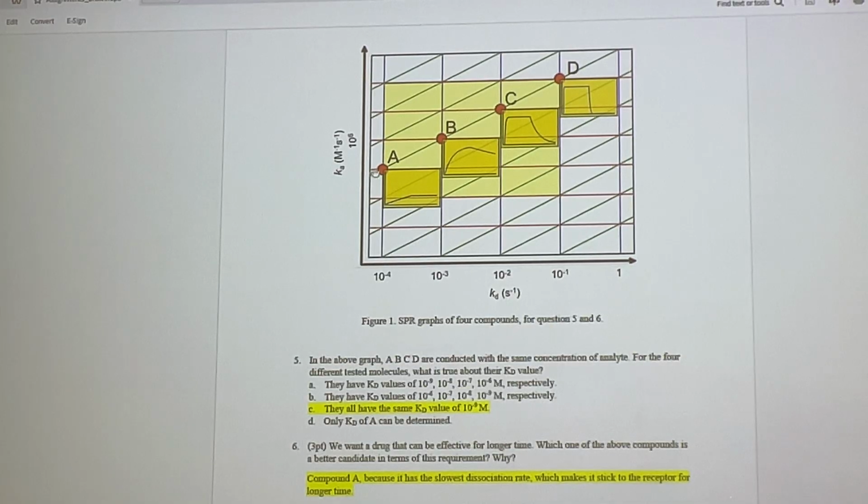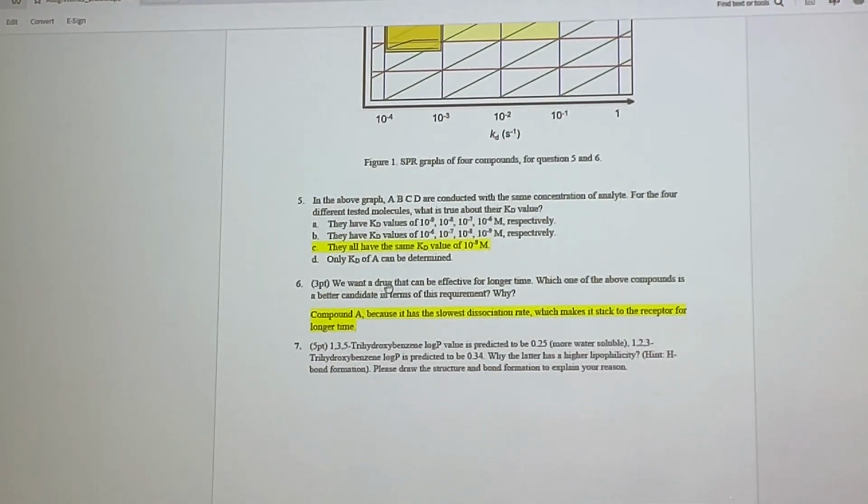Okay, and we know that it should be the same. So actually, all the others also have the big capital KD of this number. Okay, so that's why statement C is correct. Okay, any questions on this one? Okay, cool.